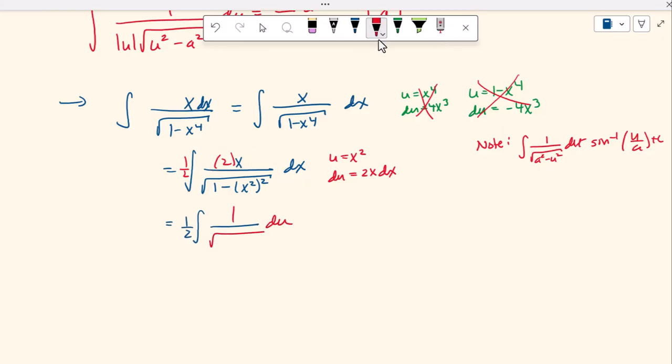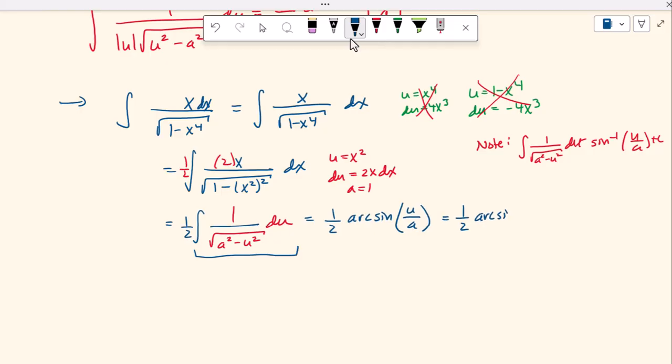and then in my denominator I have a squared minus u squared. Well, what was a? A is just 1 in this case. So writing this out, I have a 1/2. Okay, so this all fits what I need now. So this is arc sine of u over a. But I know what u is, x squared over 1, which is just x squared plus c, my constant of integration.